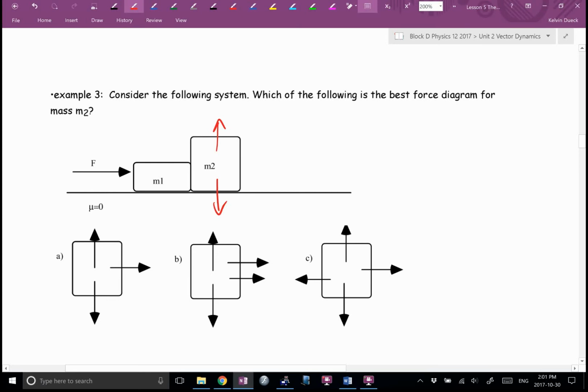What direction is mass 2 accelerating? What does Newton's first law then tell me must be the case? This is the tricycle question all over again. Which way are we accelerating? To the... So what does that mean? Has to be a force pointed that way. No friction.